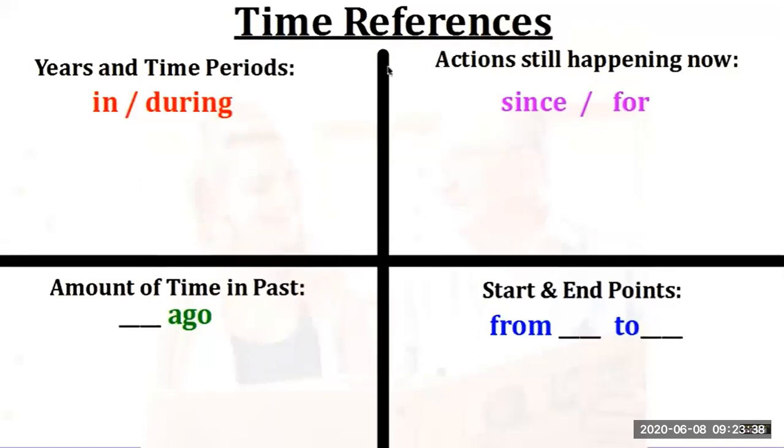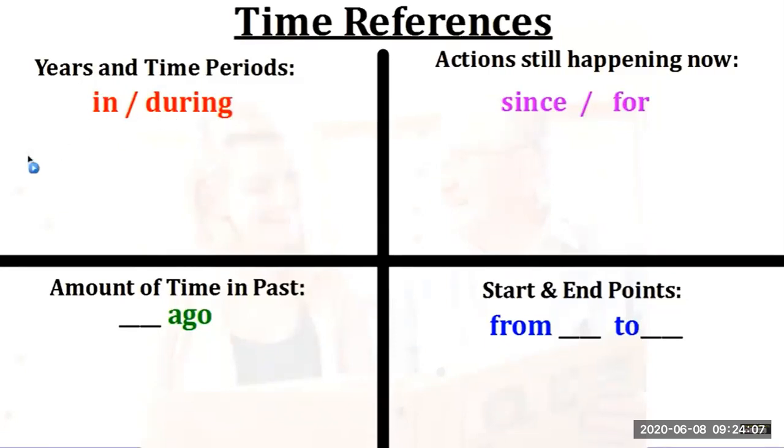Okay guys, so after watching the video, we're going to look at the grammar today. And our grammar today is time references, or referring to time. We have many different words that we use to refer to time. So let's start over here. When we talk about years, specific years, or even time periods, we use in and during.